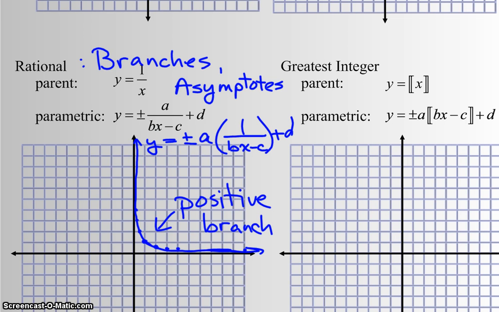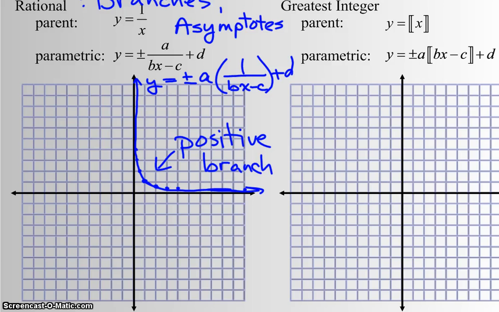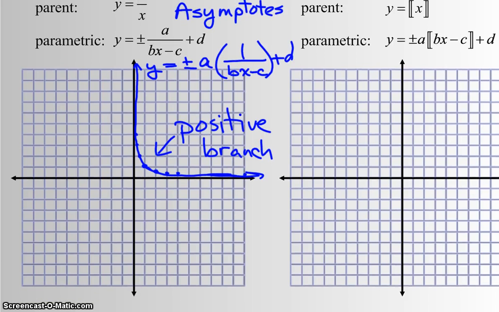I also will get a negative branch because when I do 1 divided by a negative number, my answer is negative. It looks like the same thing, only it's been reflected over the line y equals negative x. So this would be my negative branch.